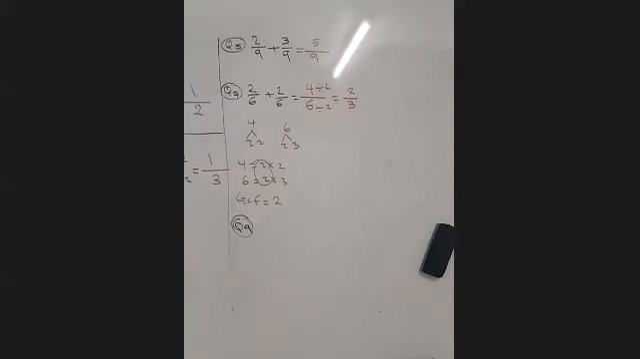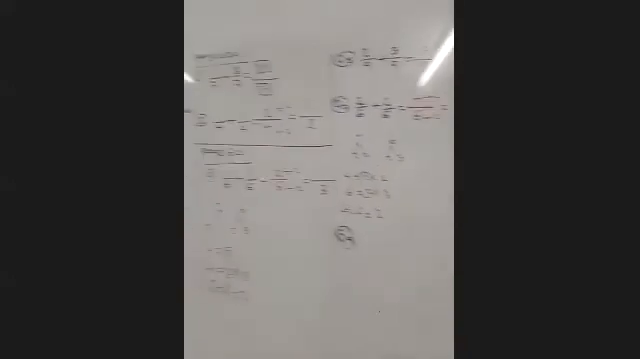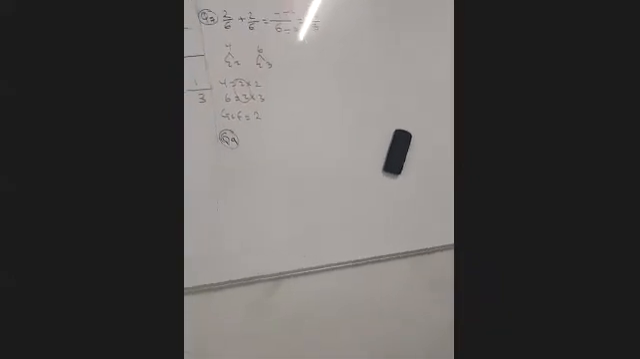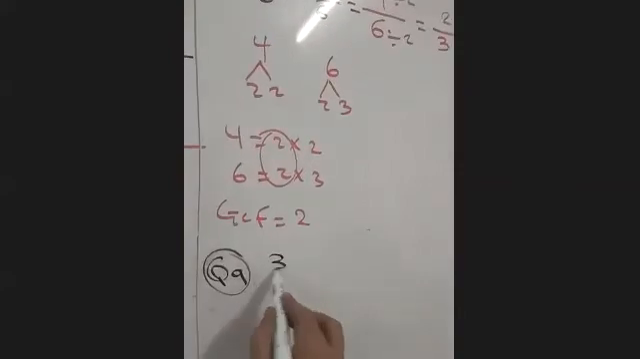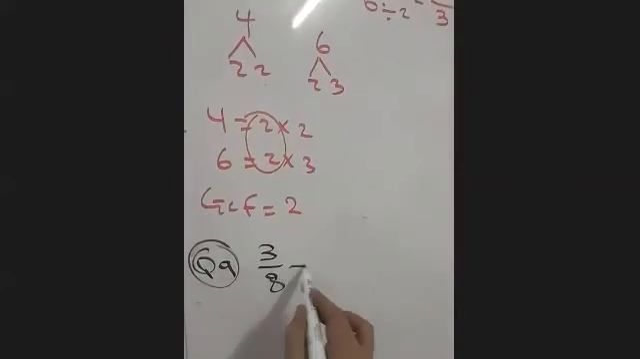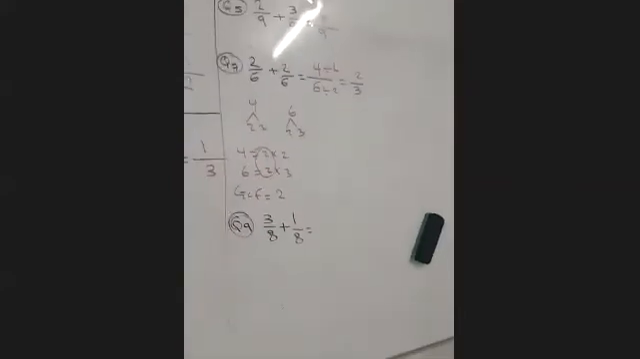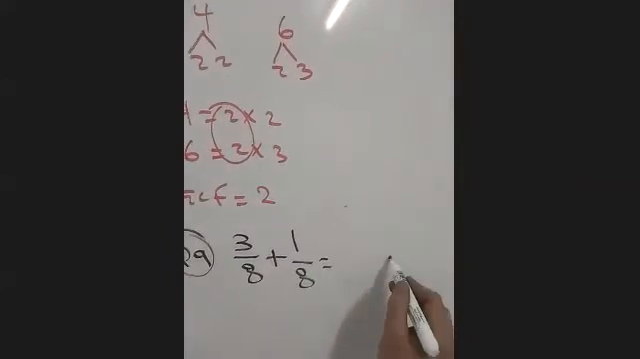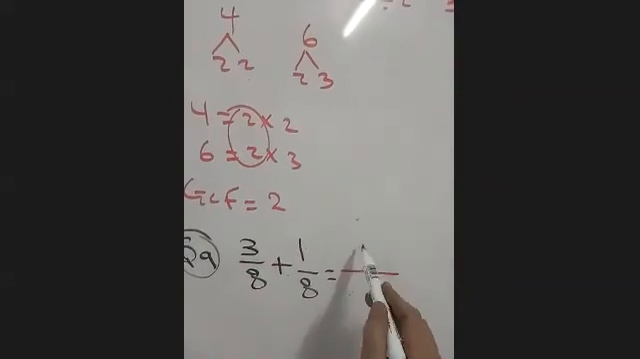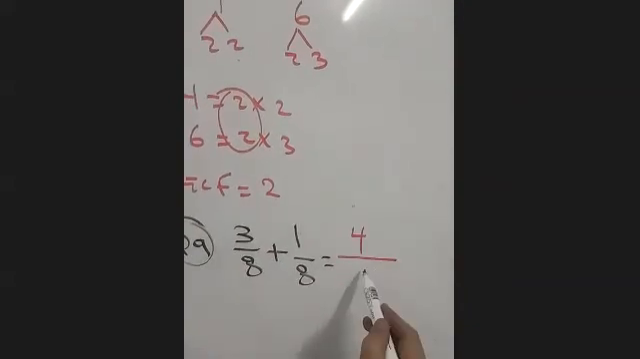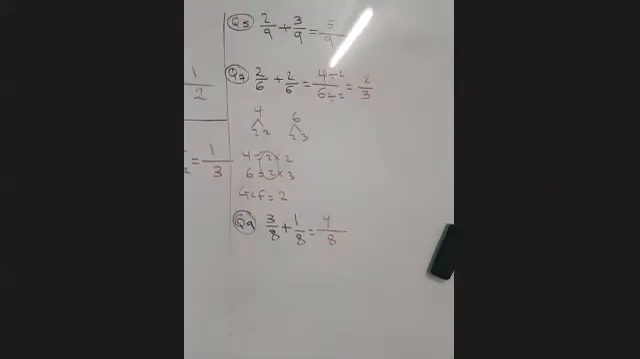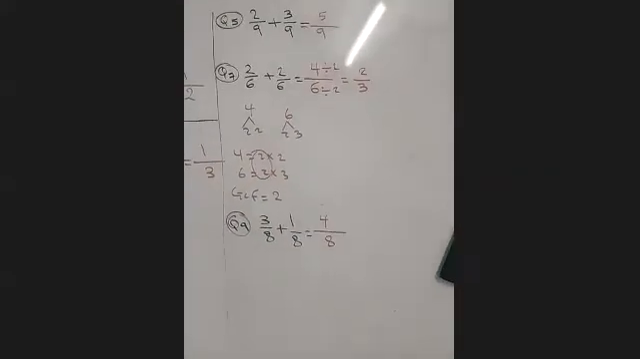Yes, Mr. Yalla, do you understand the idea? Yalla, question 9, read. 3 over 8 plus 1 over 8. Excellent. We will add 3 plus 1. How much? 4 over 8. Then we will make it simplest form.